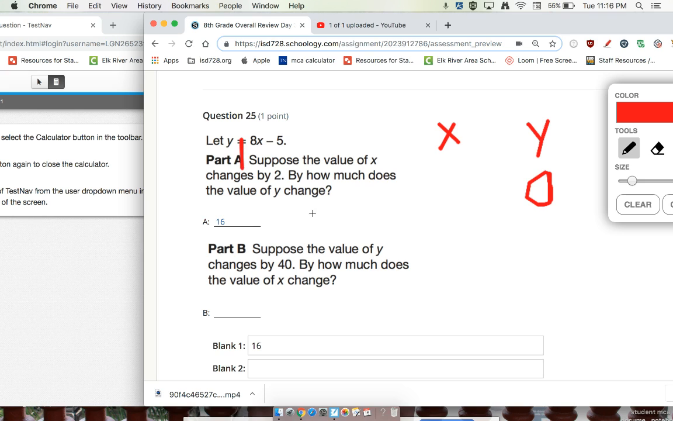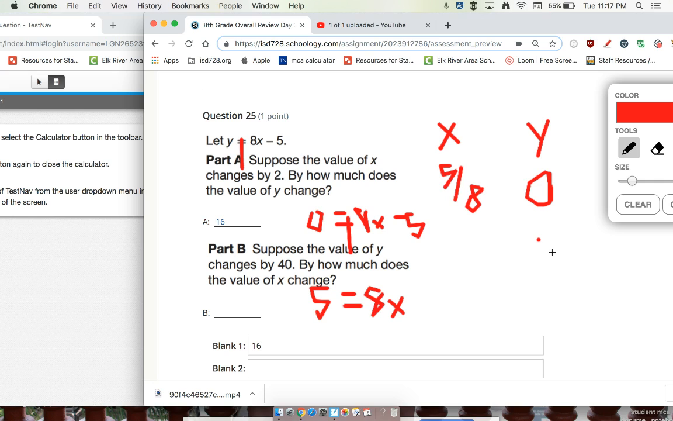So if y is 0, then you get 0 equals 8x minus 5. I'm going to add 5 to both sides. If I add 5 to both sides, I get 5 equals 8x. And then I'm going to divide by 8, and I get x is equal to 5/8. So 5/8. Now I'm going to add 40, because that's what I want my y value to change by.